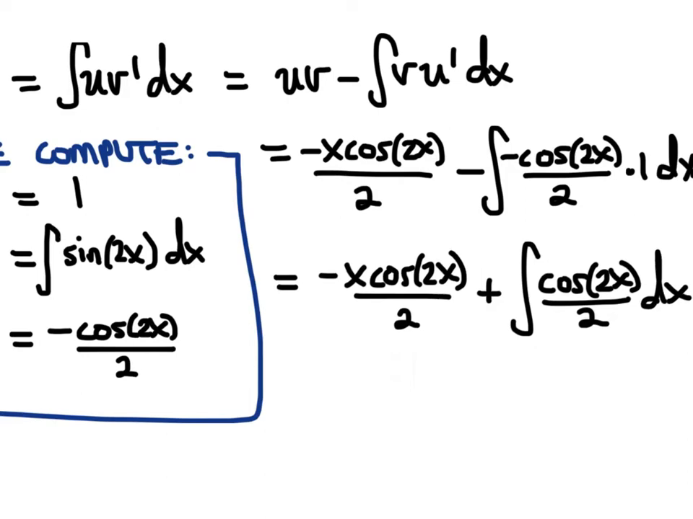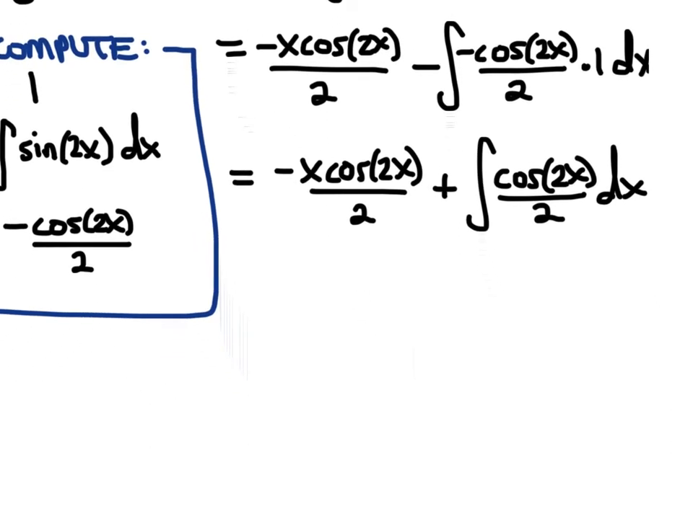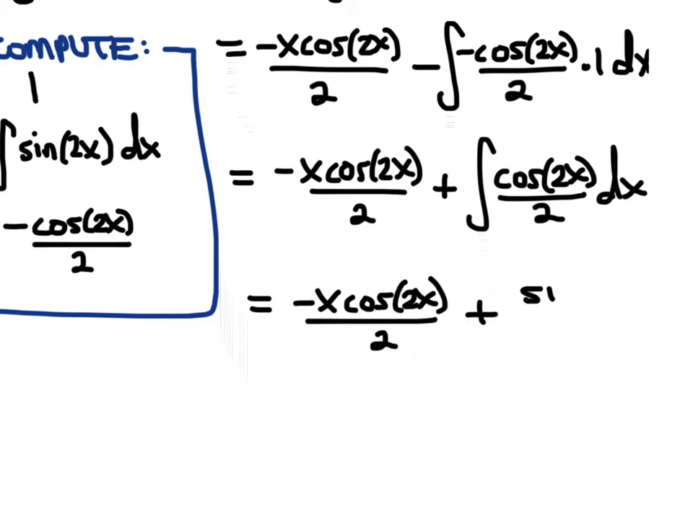And this integral on the side here, cosine 2x over 2, again, that's a pretty basic integral by substitution, and you're going to find that the answer is sine of 2x over 4. Alright, so we finished here in our sidebar. So we're going to circle this.